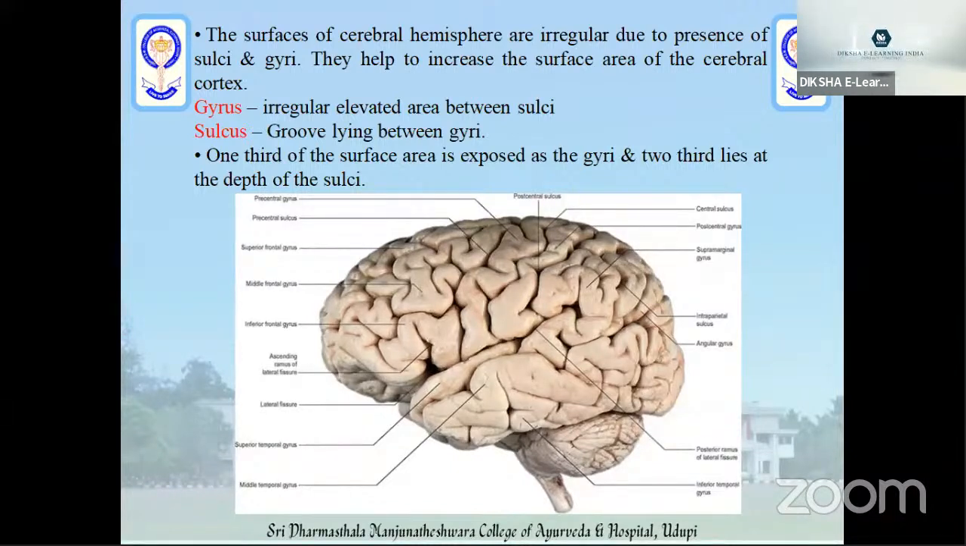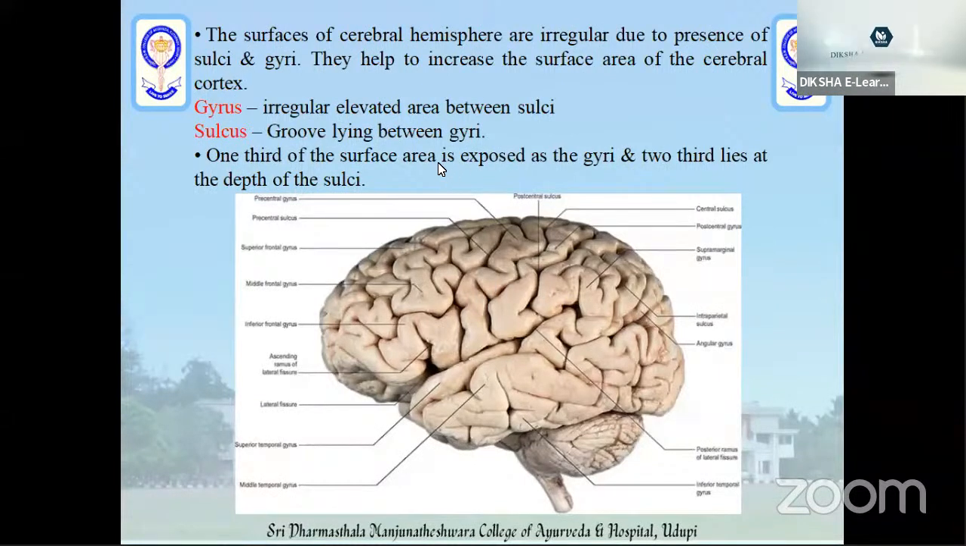What are gyri? Gyri are the irregular elevated areas between the sulci. You can see in the diagram, the elevated areas in between the sulci are called gyri. You can see here one sulcus is there, here one sulcus is there. In between the sulci, the elevated area is called the gyri.